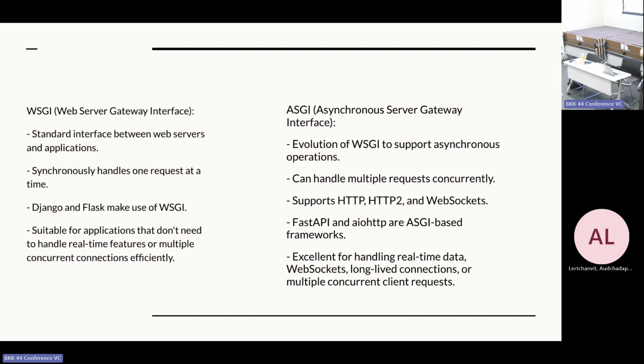FastAPI and asyncio are ASGI based. That's why you can use async functions and await without any external libraries. I used to use Tornado a lot, and every time you have to run until complete, you get the event loop manually. It's just not great. If you're using Uvicorn, I think you can just do it right off the bat. It's excellent for handling real-time data, WebSockets, long-lived connections, and multiple concurrent client requests.